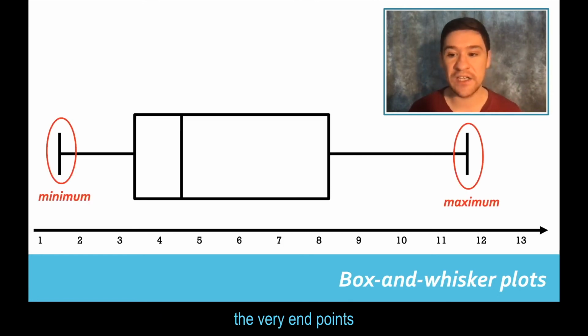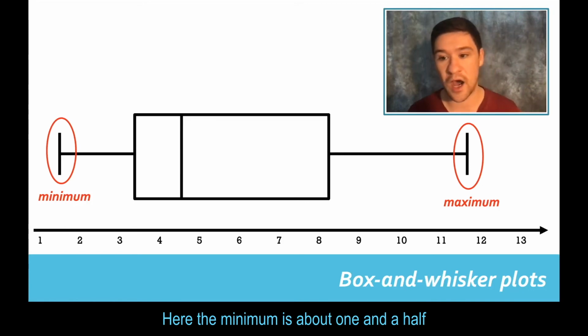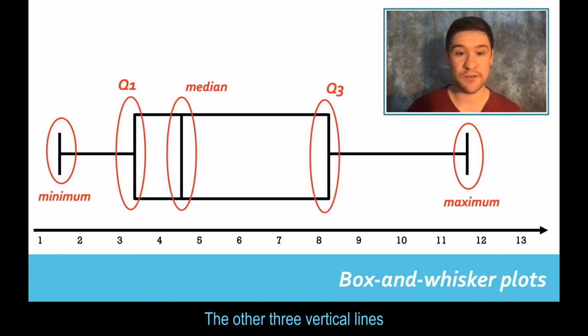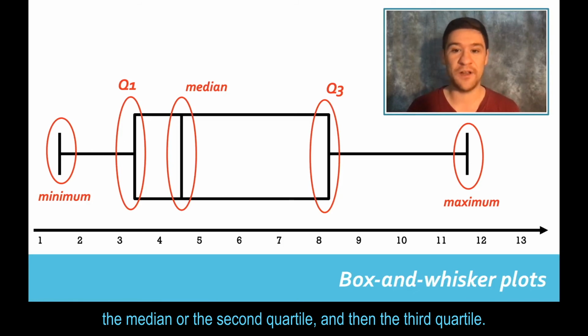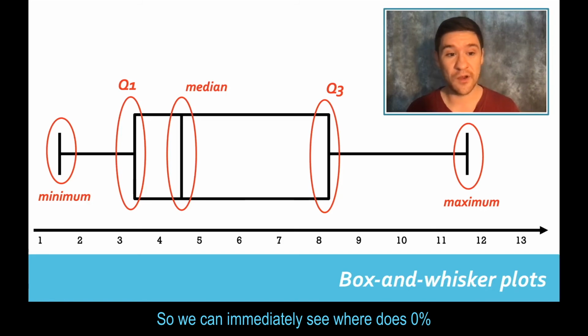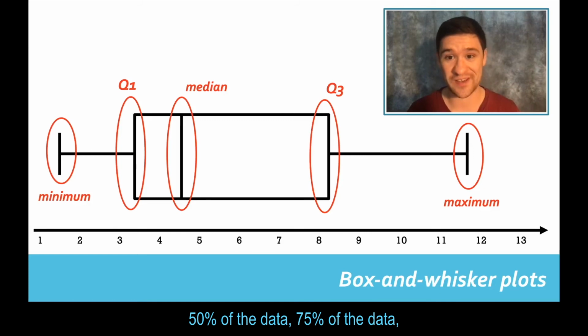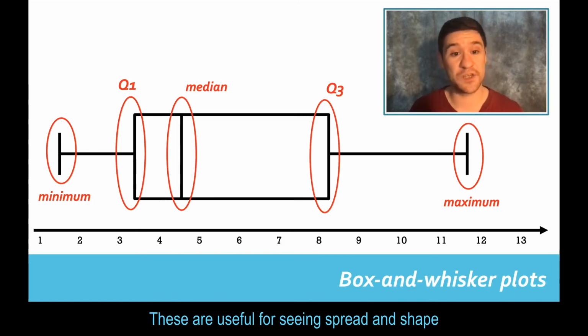The very end points are the minimum and maximum values of your dataset. So here the minimum is about 1.5 and the maximum is about 12. The other 3 vertical lines represent the first quartile, the median or the second quartile, and then the third quartile. So we can immediately see where 0% of the data, 25% of the data, 50% of the data, 75% of the data, and 100% of the data all lie below. These are useful for seeing spread and shape.